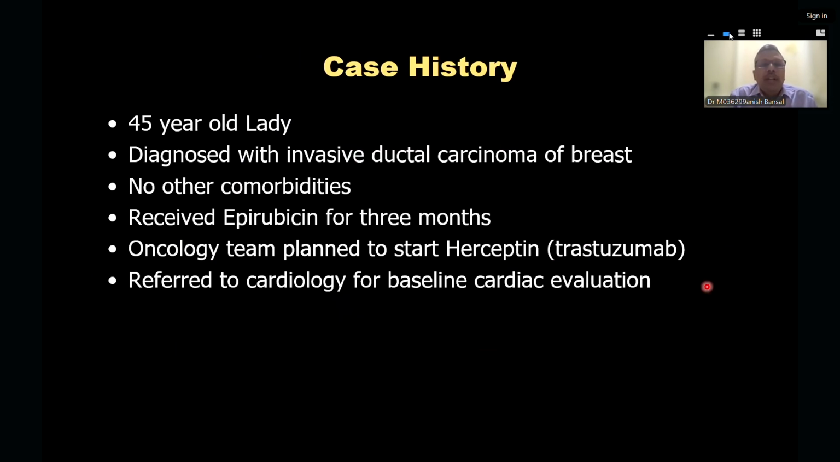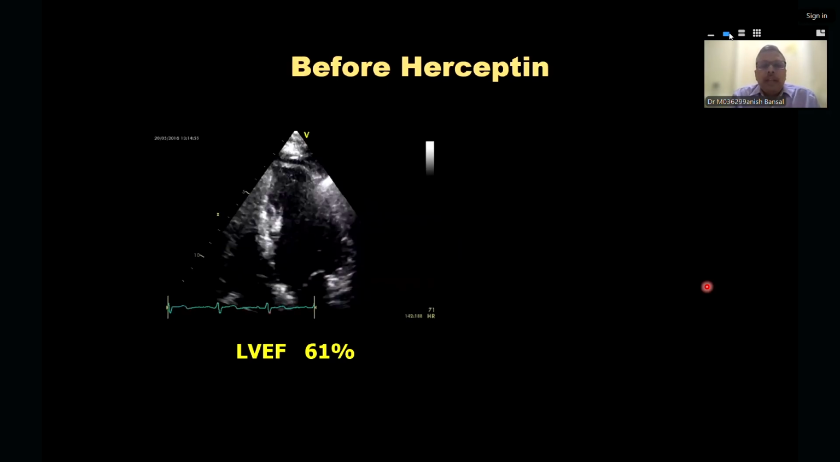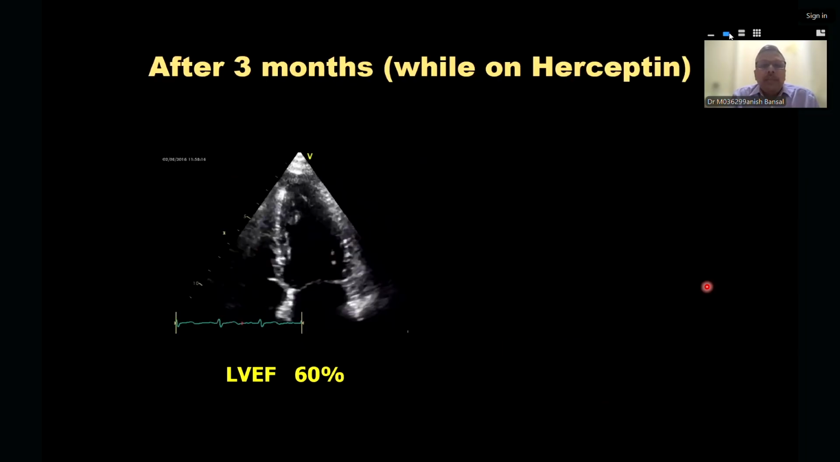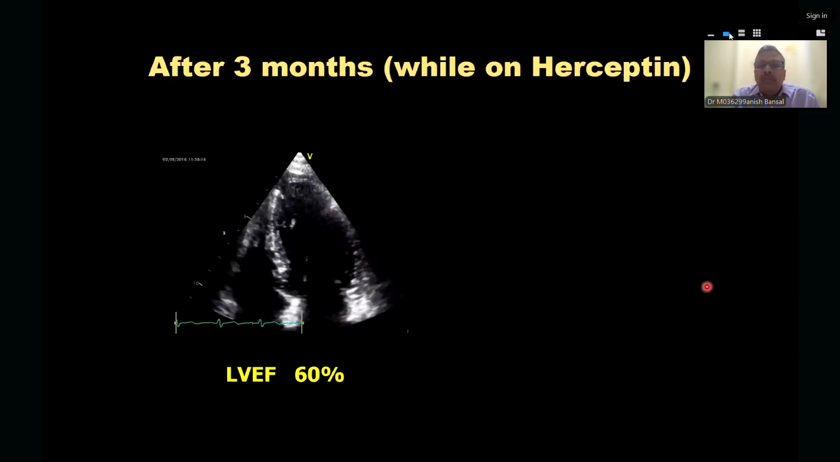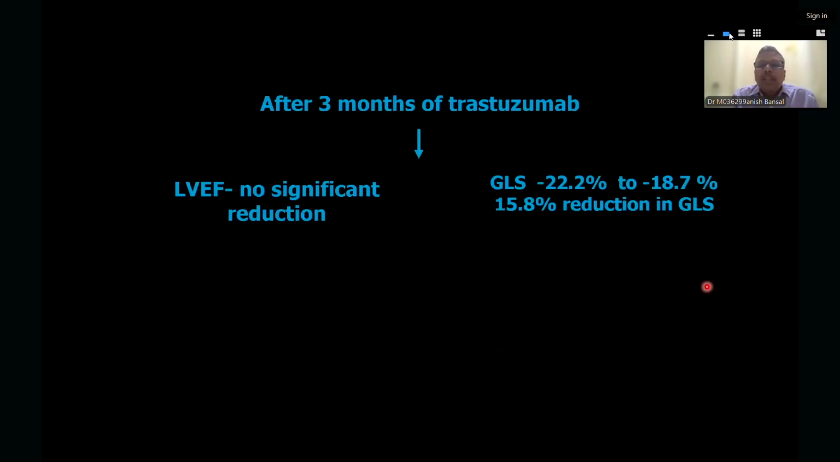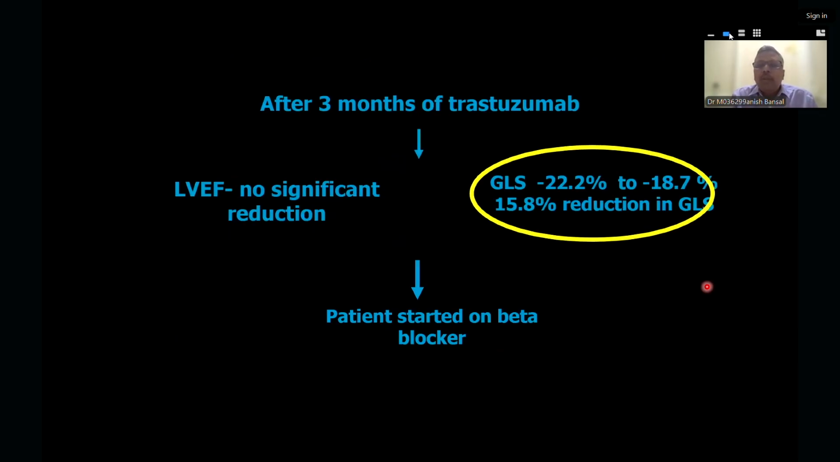A 45-year-old lady, a case of invasive ductal carcinoma of the breast, no other comorbidities. She was started on Herceptin. She had previously received epirubicin. Baseline echo: EF 60%, GLS excellent, minus 22%. 3 months after treatment, LVF is the same, no change. But there's almost a 17% reduction in her strain, from 22 to 18.7. So looking at this 16-17% reduction, we put the patient on a beta blocker.